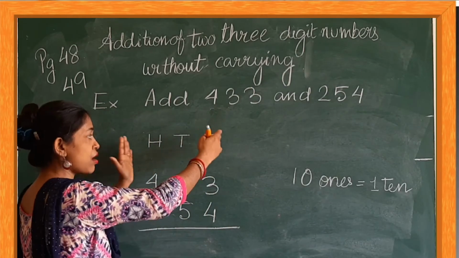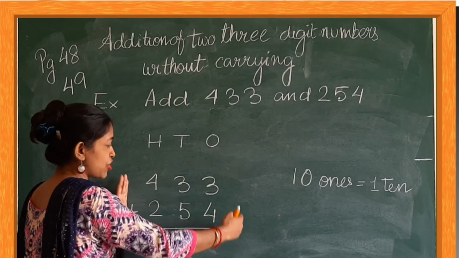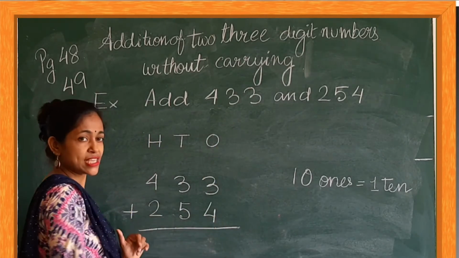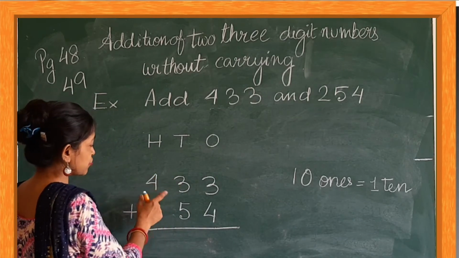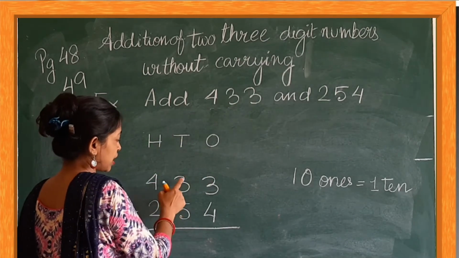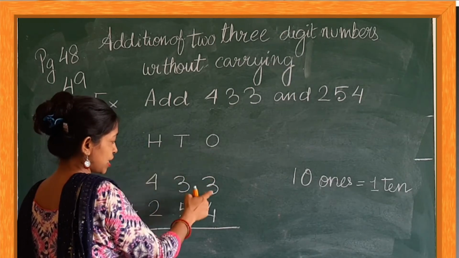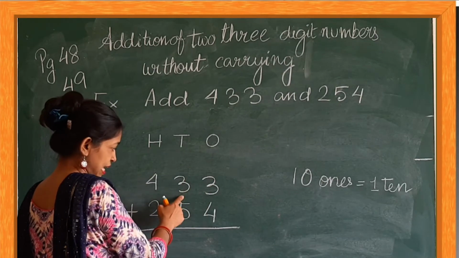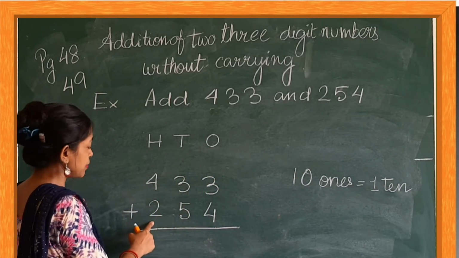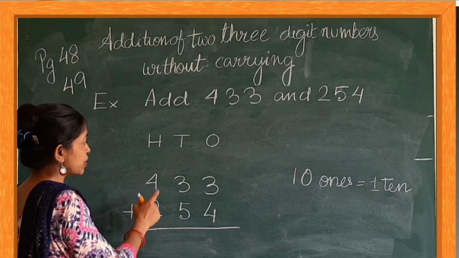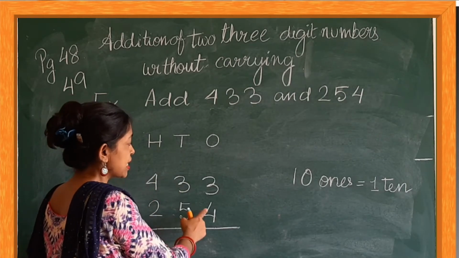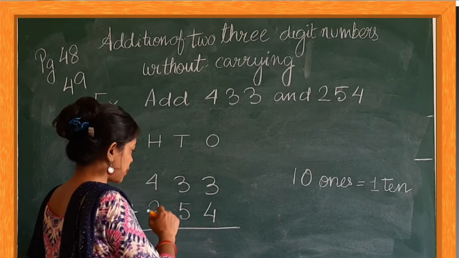जैसे हमने बोला, in the same way we arrange the digits. हमने उसको वैसे ही सजा दिया. So what I have written? 433. 3 is on the tens place and this is on the ones place. Now I have written 254. 2 is on the hundreds place. 5 is on the tens place and 4 is on the ones place.